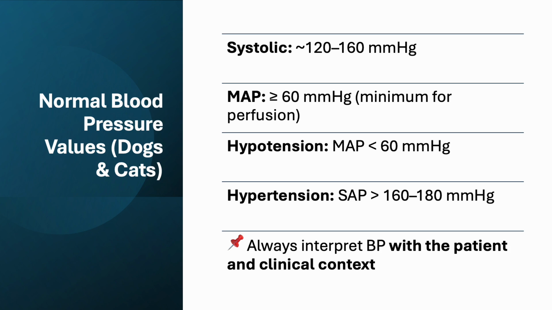Normal blood pressure values in dogs and cats can be seen on the screen and should be taken a little bit with a grain of salt because it is dependent on the patient and the clinical context of that individual.